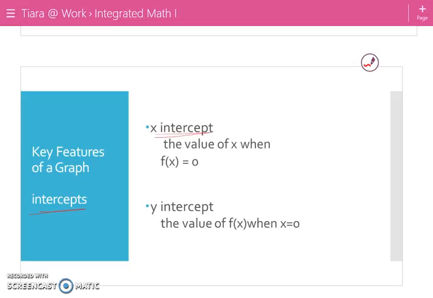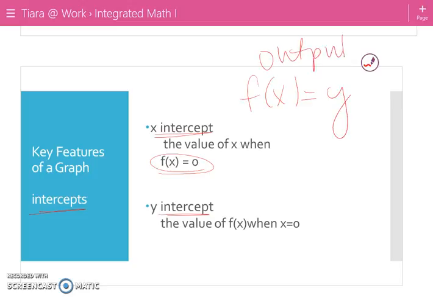All right, so the first key features we'll go over is the intercepts. This is the x-intercept and the y-intercept. The x-intercept is the value of x when f of x equals 0. Remember, f of x is what? The same thing as y. It's your output. Okay, so the x-intercept is the x when the output is 0. And the y-intercept is the value of f of x, or y, when x is 0.